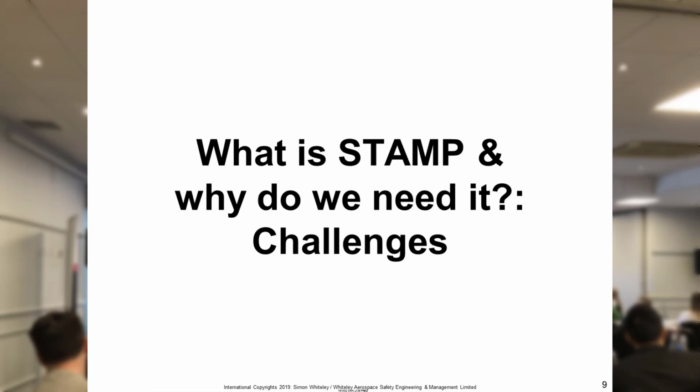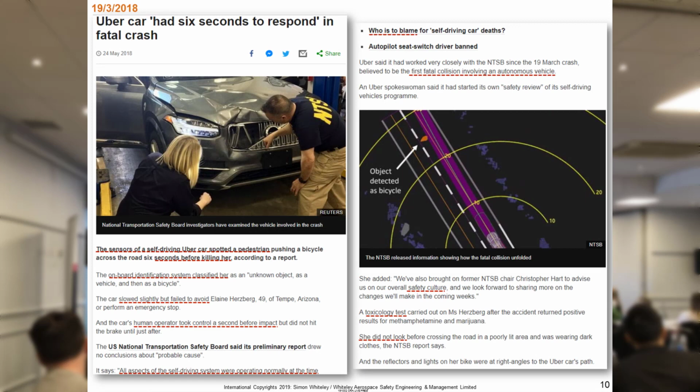Well, some of the challenges. Hands up who's familiar with this accident. So this is the Uber autonomous vehicle accident from March 2018, last year. And it was touted as the first fatality due to autonomous vehicles.